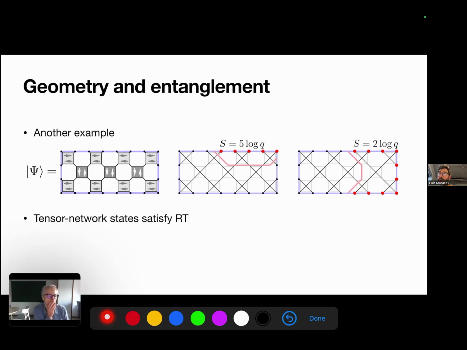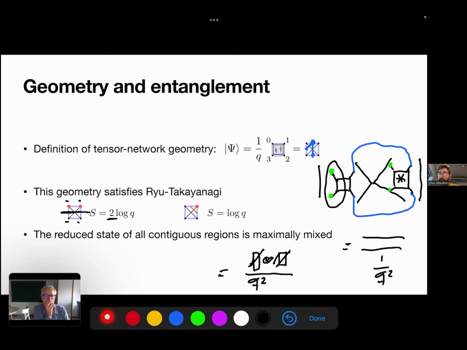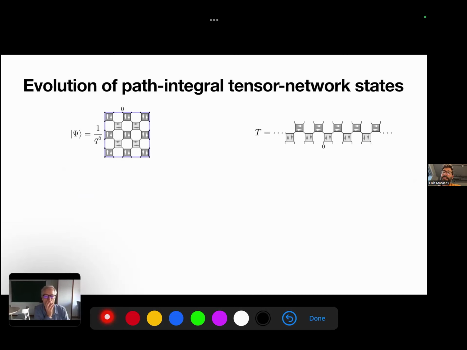And now I'm going to finish, but before finishing, I want you to see how the dynamics works. It's very nice. So now let me take this state. This is just a state of 20 spins. And I'm going to apply the evolution operator, and let's see how the state changes in time.